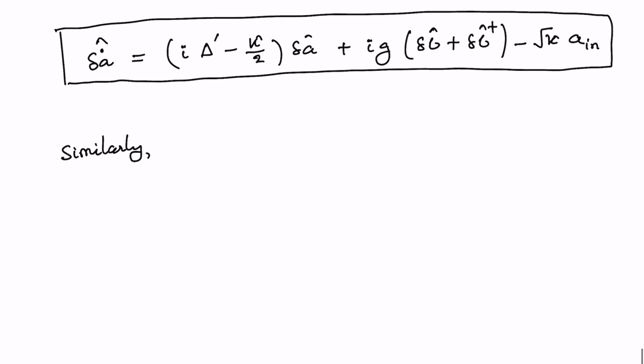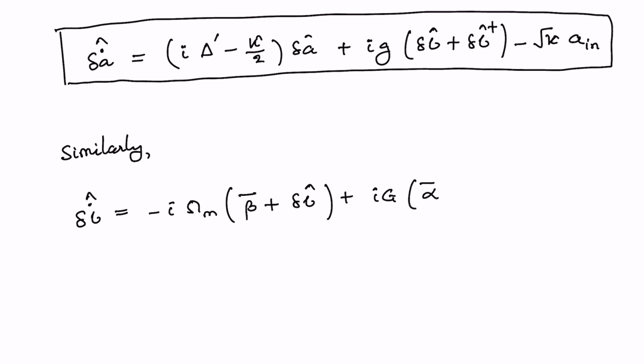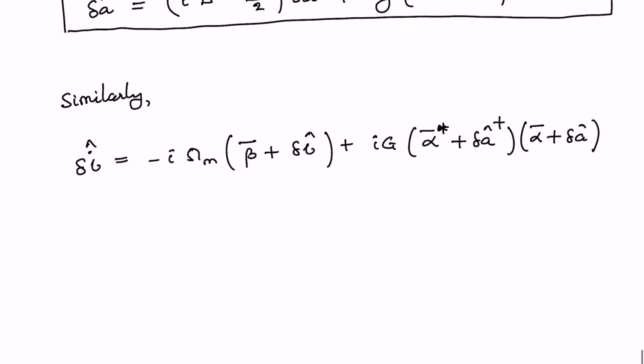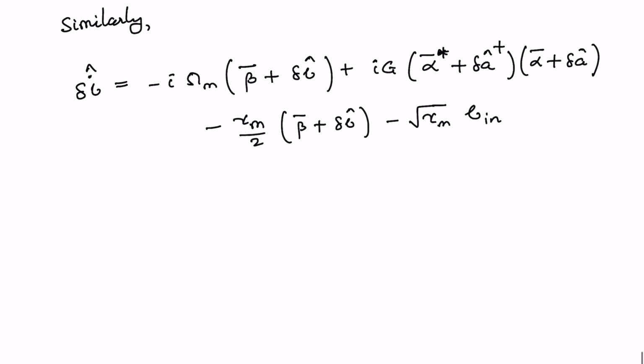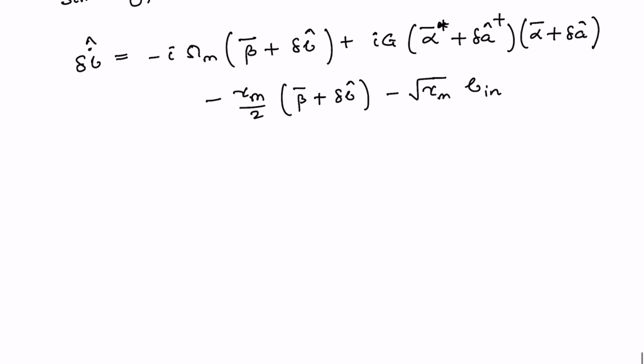I can get δḂ = −iΩm(β̄ + δB) + iZ α̅*(ᾱ + δA) + iZ δA†(ᾱ + δA) − (γm/2)(β̄ + δB) − √γm B_in. Okay, separating again the classical and the quantum part and ignoring the nonlinear terms.